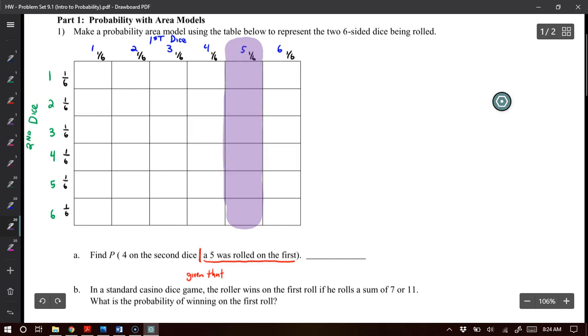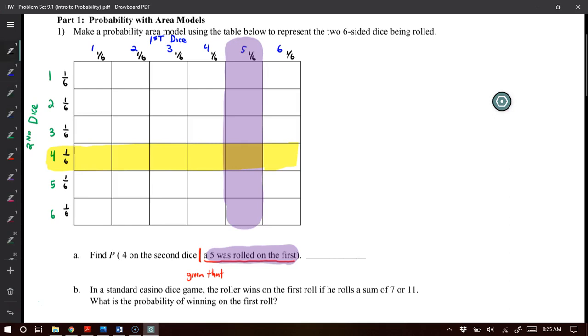My job now is to find what is the second event. Well, given that that purple happened, what's the probability of rolling a 4 on the second dice? Well, here's a 4 on the second dice. Now, if I take a look at that, that means I want to find the overlapping of this yellow event and this purple event. And I want to know what's the probability in that area. Well, that would be 1 over 6 times 1 over 6, and I would have 1 over 36 here.